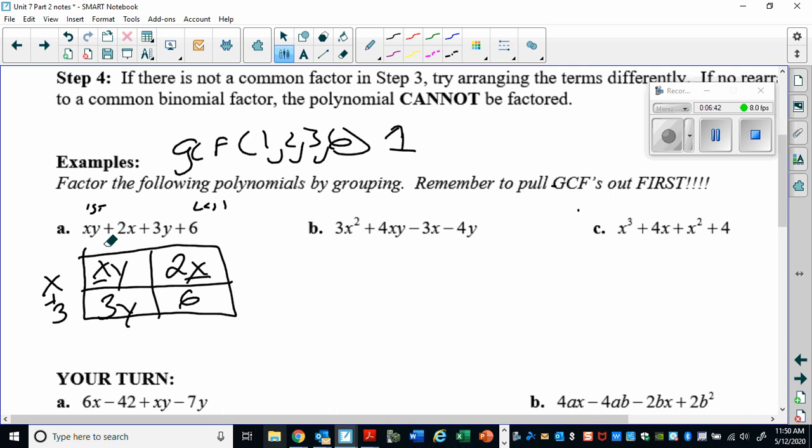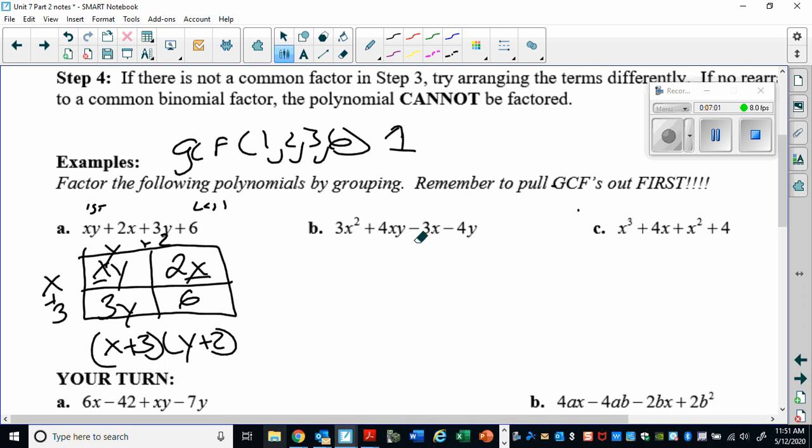I can take out a Y here. There's a Y there and a Y there. And I can take out a 2. Remember, this tells me that if that's positive, that's positive. So my answer is (x + 3)(y + 2). There we go. Now we look here.